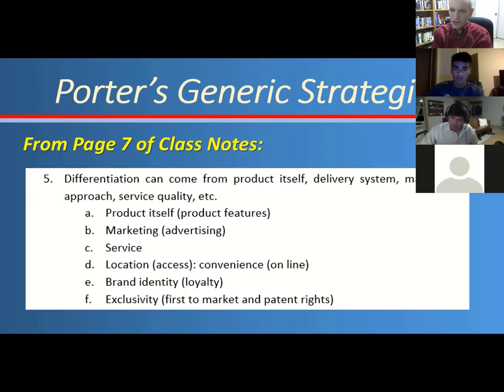So, in each one of these, wherever you have your differentiation, you've got to spend your money there. You cannot let that slip. If your differentiation is brand identity, then marketing becomes a big part of it as well. So maybe marketing and brand identity are kind of one and the same thing.